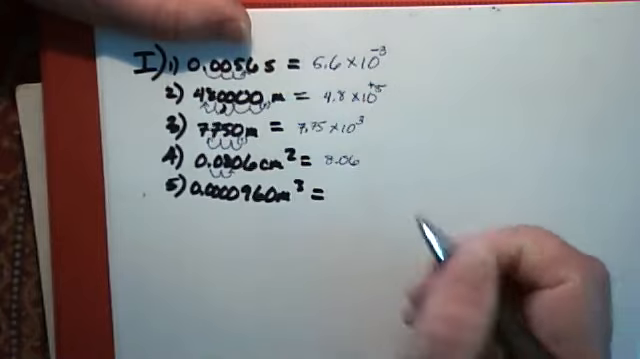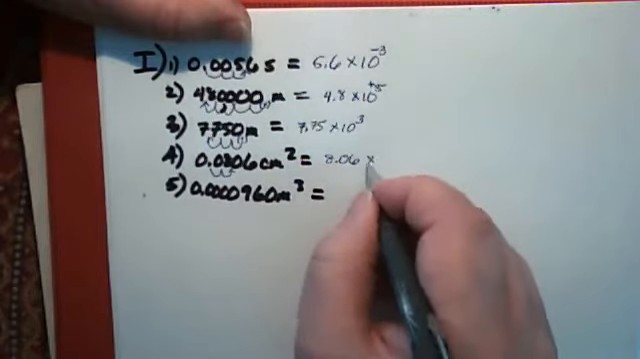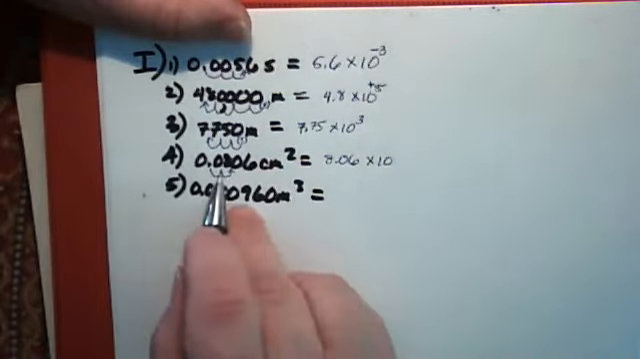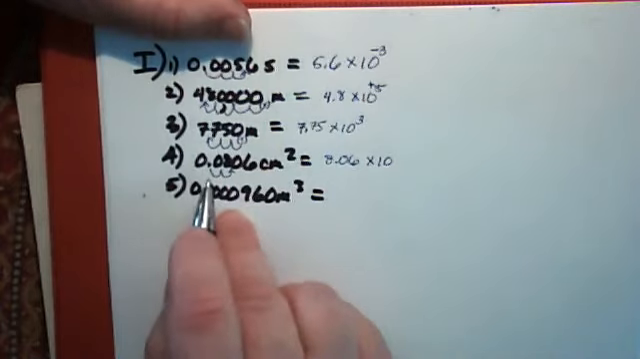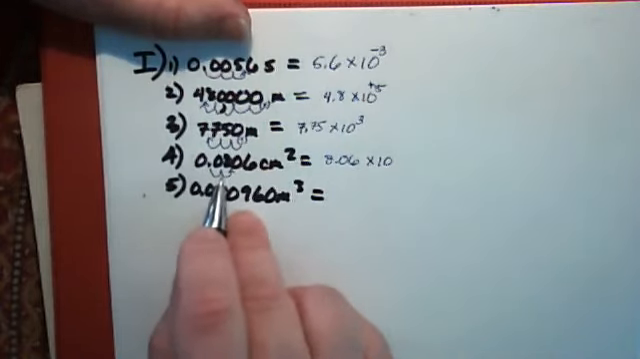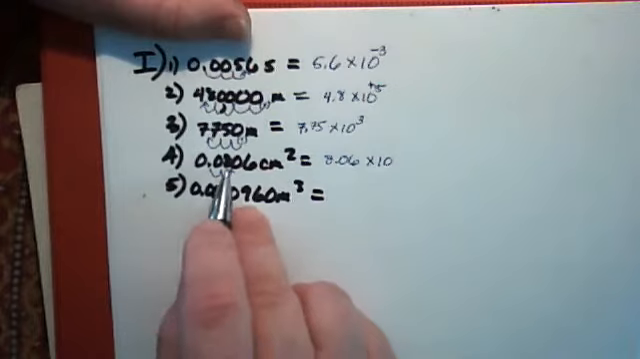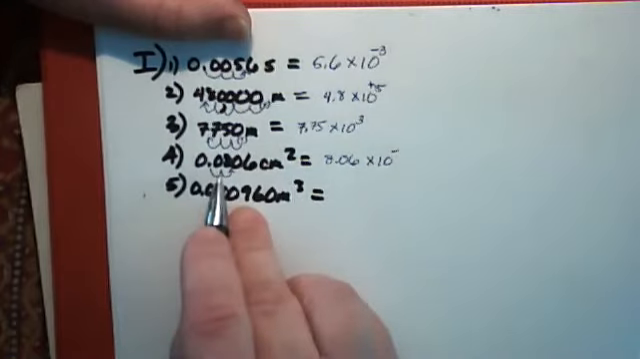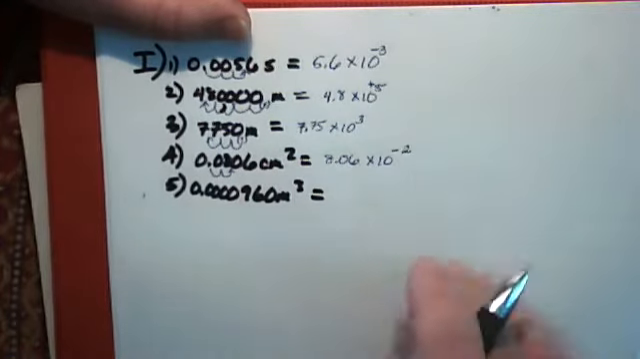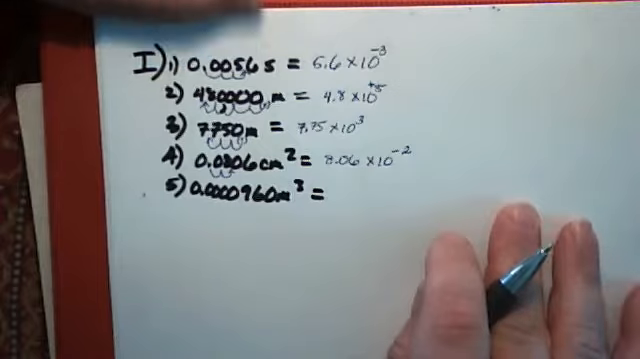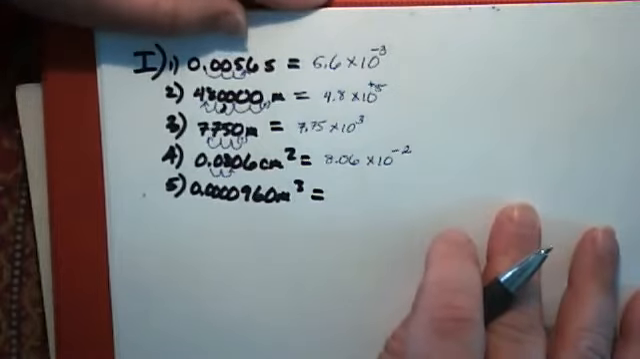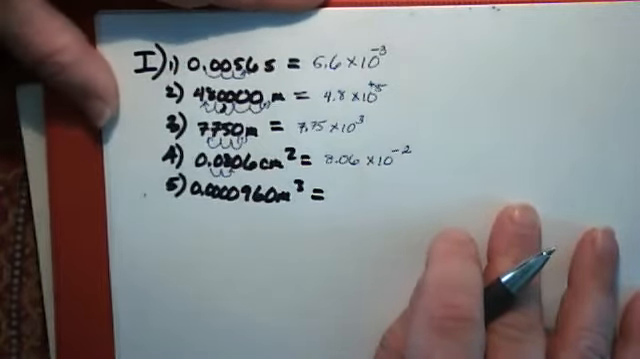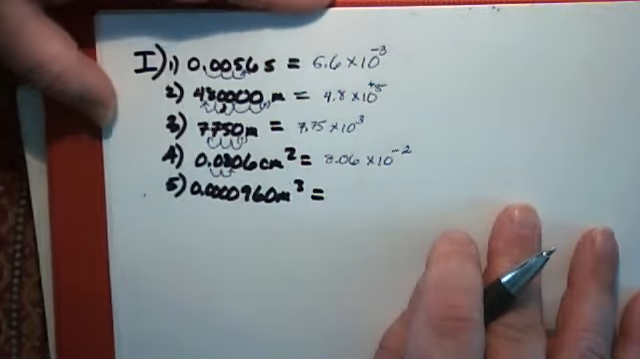So 8.06 times 10 raised to some power. Now the original number was less than 1, so we would expect the power to be negative. Also, moving the decimal point made the number bigger, so we have to compensate with a negative exponent. And we move the decimal point 2 spaces, so the exponent is going to be negative 2. 8.06 times 10 to the minus 2. All right.